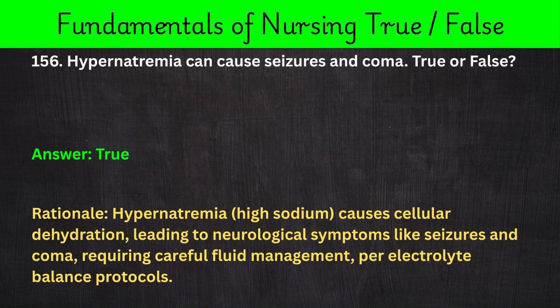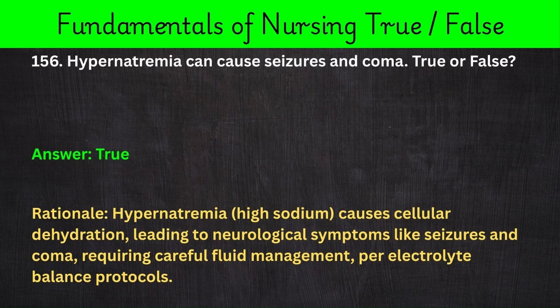156. Hypernatremia can cause seizures and coma. True or false? Answer: True. Rationale: Hypernatremia, high sodium, causes cellular dehydration, leading to neurological symptoms like seizures and coma, requiring careful fluid management per electrolyte balance protocols.